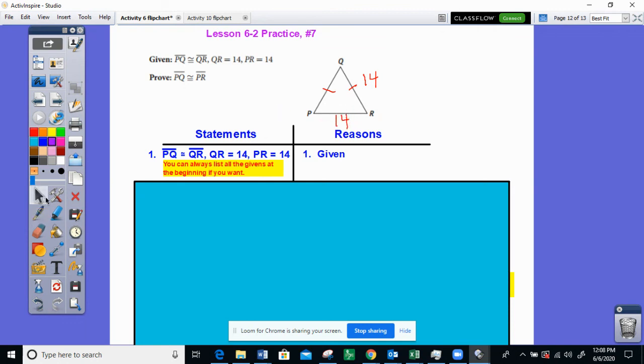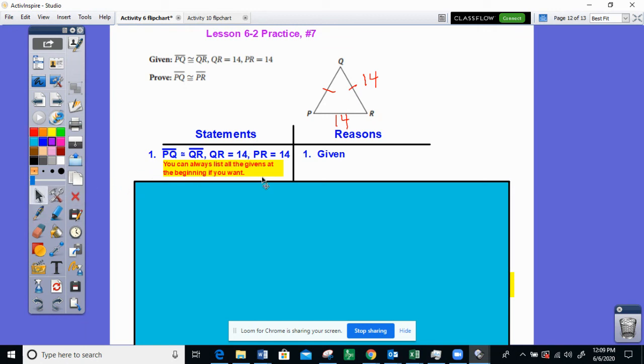So before we unveil what the steps are, let's just get a roadmap for what we're trying to show. I want to know that segment PQ is congruent to segment PR. Well, what do we know about congruent segments? They have equal lengths, right? So I know that the length of segment PR is 14. If I could just show that the length of segment PQ is 14 as well, then I'd be in business. And that should be easy to do because they told us in the given information that we know is true that segment PQ is congruent to segment QR.